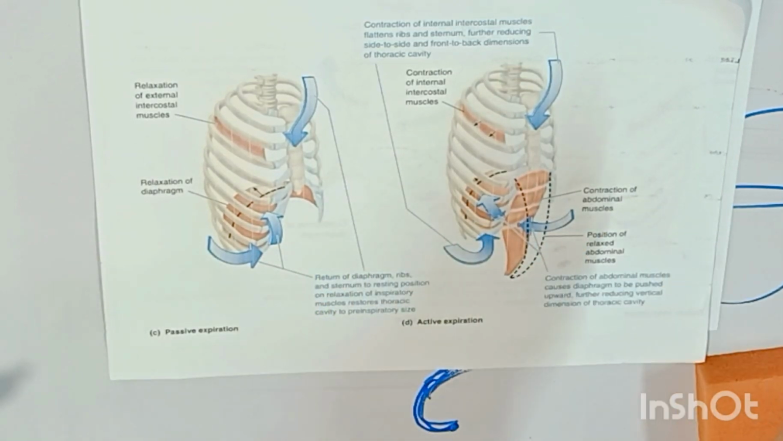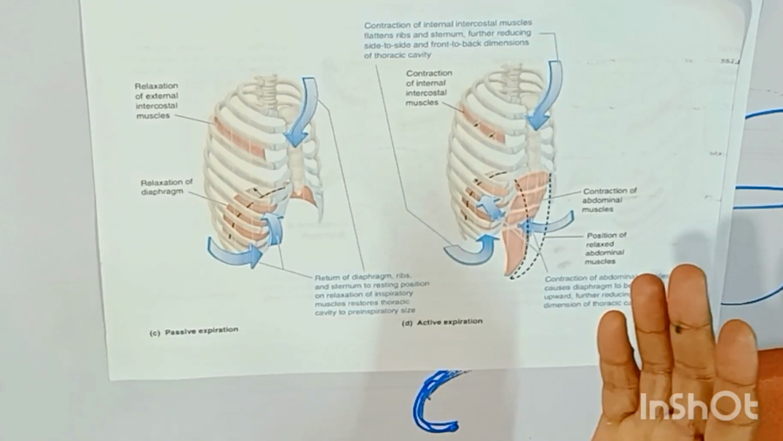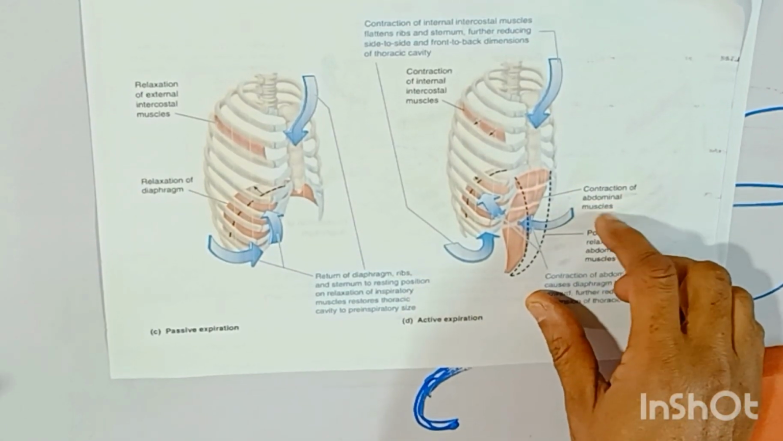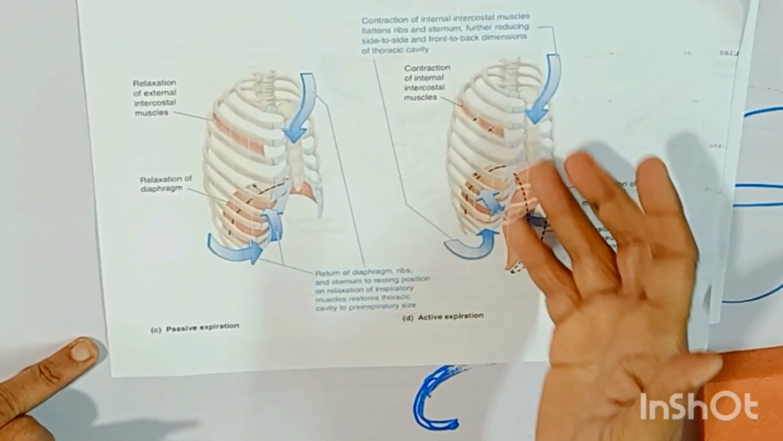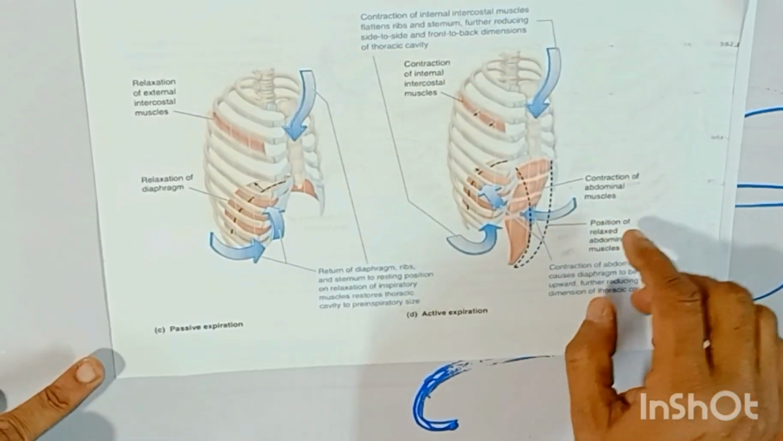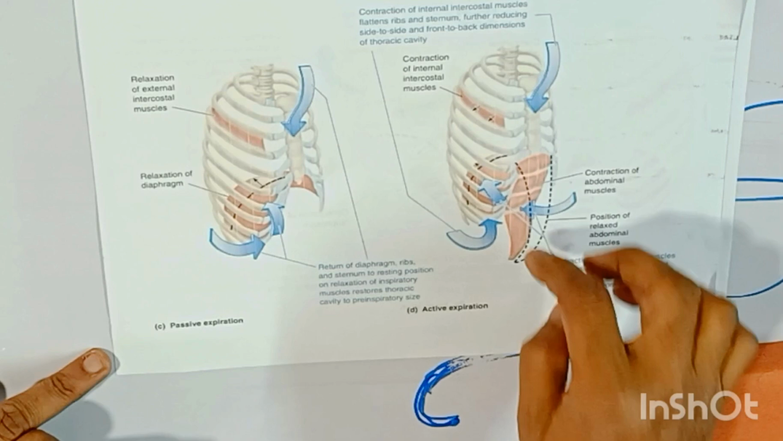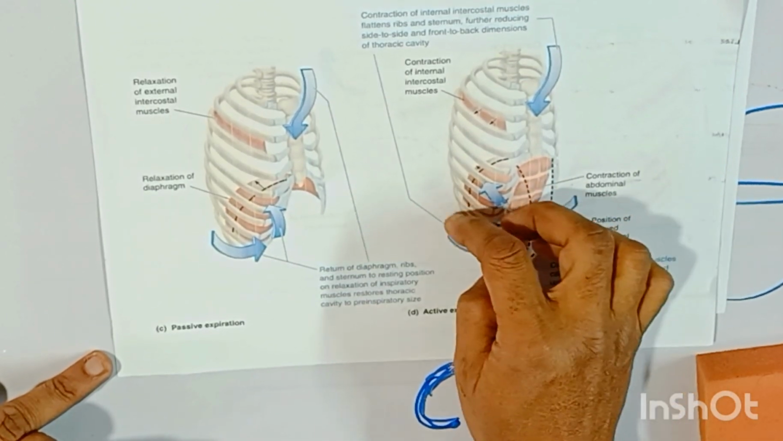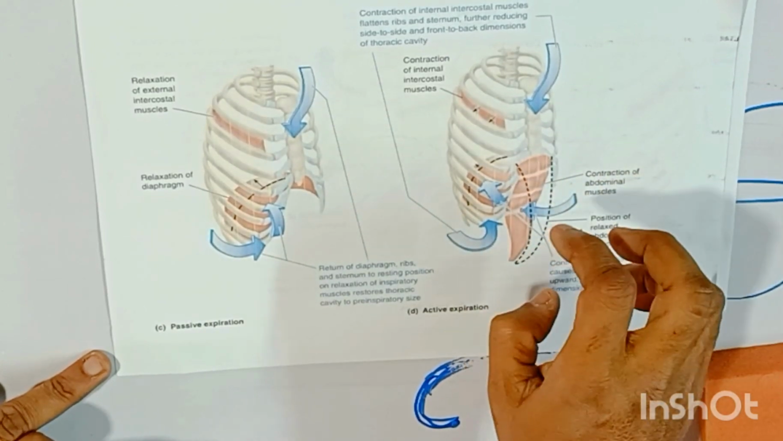When we expire actively, we expire very sharply. We put out air with a blow. We blow out air. So these abdominal muscles forcefully push up all the diaphragm contents. The diaphragm goes up like a big dome. The volume gets contracted. The abdominal muscles contract. The abs contract. The diaphragm muscles also contract forcefully.